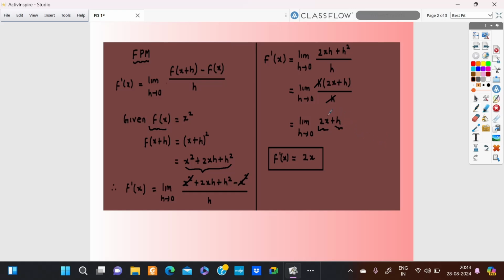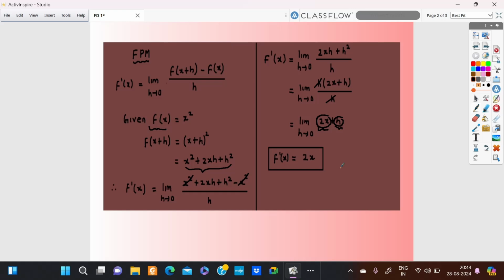You could take this 2x to be one function and h to be another function. Since the limit can go to 2x and the limit can go to h, since 2x has no h involved, the 2x will remain the same when you apply the limit. And limit h tending to 0, this h becomes 0. Technically we just replace h to be 0. Alright, therefore f dash of x is equal to 2x. I hope you understood, and this is the background and this is the proof.